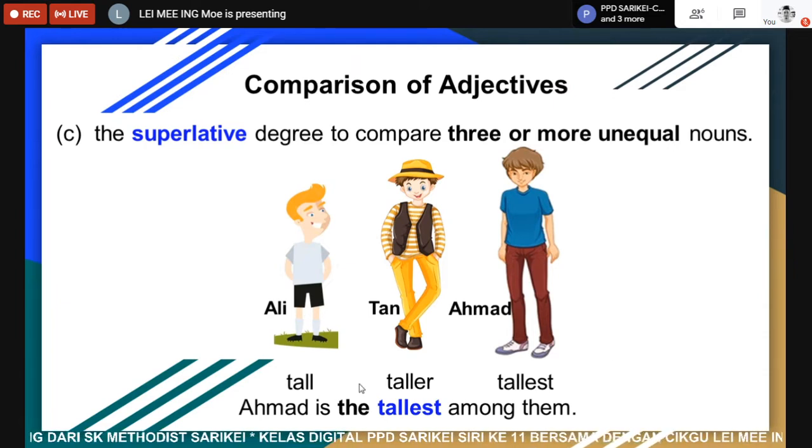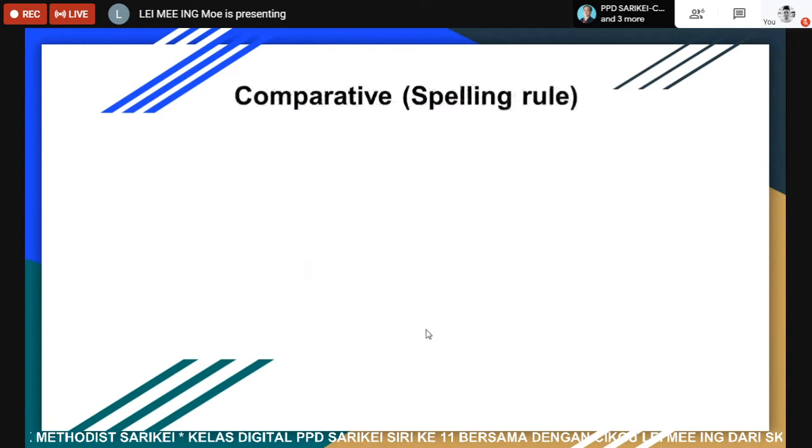So normally in our superlative degree sentence, we will have the in our sentence. And normally we add est to our adjective to form a superlative form. So we have the in our superlative degree sentence, and we add est to our adjective to form the superlative form. So is this clear? If yes, we move on to the next slide.